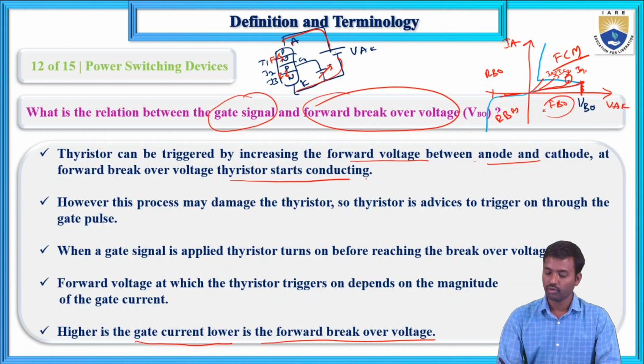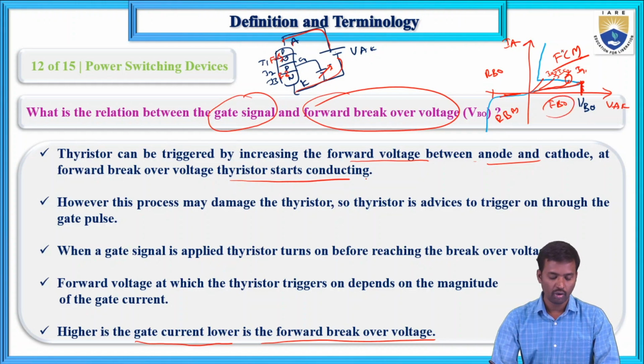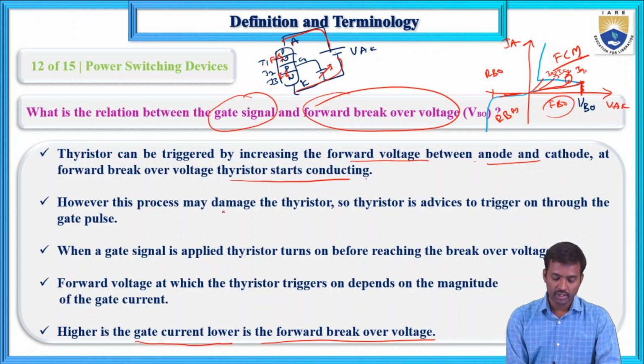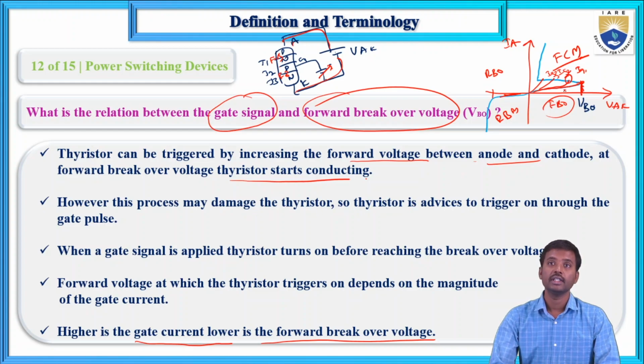So from forward breakover voltage to the forward conduct. However, this process may damage the thyristor, so this is not suitable. To turn off the SCR, there are different methods. Increasing the forward breakover voltage is not safe for the thyristor, as it may damage it.